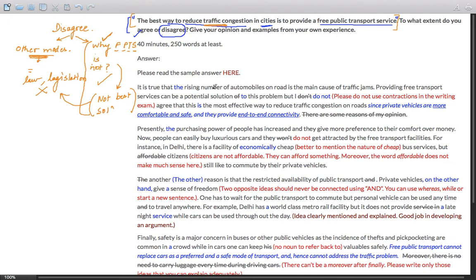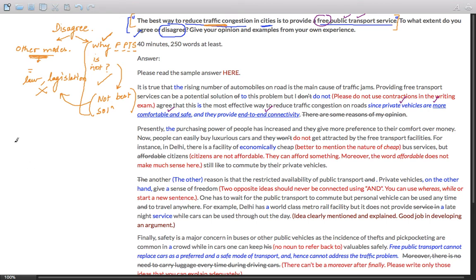There are some issues over here. Just one thing in the introduction, which I usually recommend to all students, is that they should mention the reasons. Mention the reasons why free public transport services cannot solve the issue of traffic congestion: since private vehicles are more comfortable and safe, and they provide end-to-end connectivity. Now, free public transport is neither comfortable nor safe, and it never provides end-to-end connectivity.